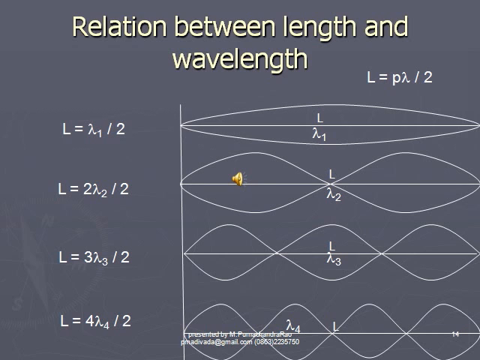If the wire is vibrated in 4 loops, then the length of the wire will be equal to 4 into lambda 4 by 2, where lambda 4 is the wavelength when the wire is vibrated in 4 loops. So in general, the relation between the length of the wire and wavelength is L is equal to P into lambda by 2, or lambda is equal to 2L by P. Using this relation, we can find the wavelength of the wave.